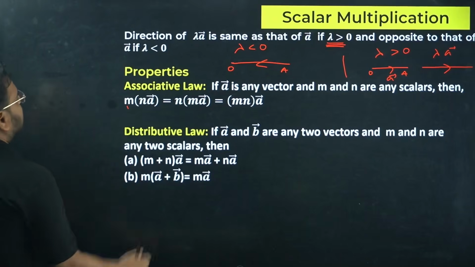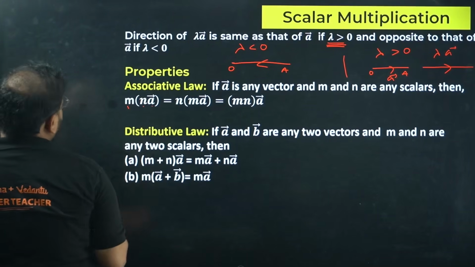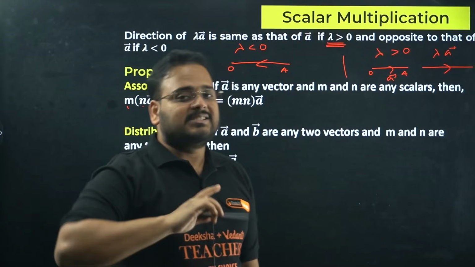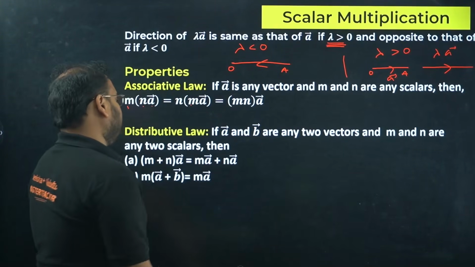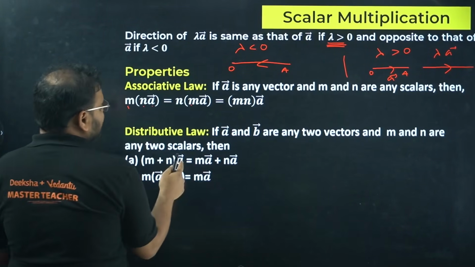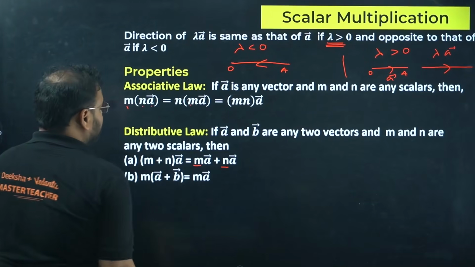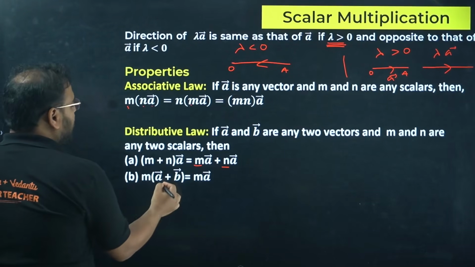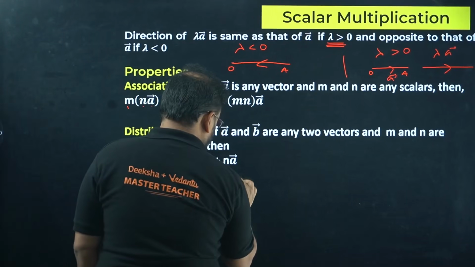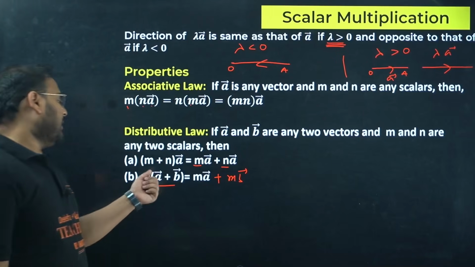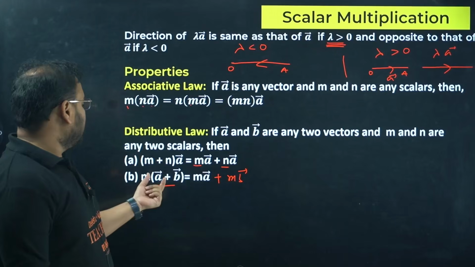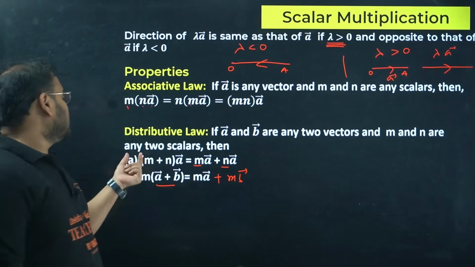Now, properties. Associative law means that whether you multiply n to a first or m to a first, then multiply the other, it does not affect the result of a scalar multiplication to a vector a. Now, distributing a scalar over the vector, m plus n times a, remains the same as ma plus na. And if you multiply m, a scalar, to the sum of two vectors, it becomes simply ma plus mb. This is distributing the scalar over the sum, that is, product over the sum, and the other is sum over the product.